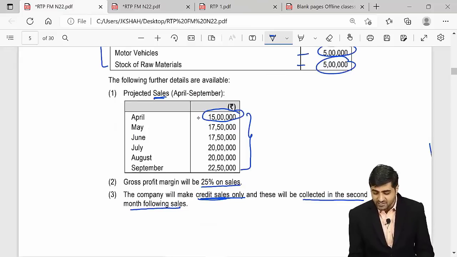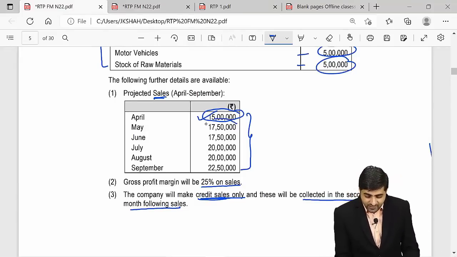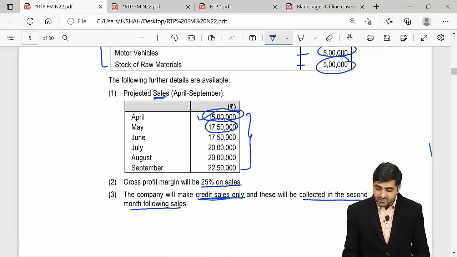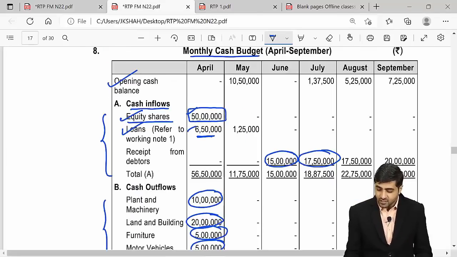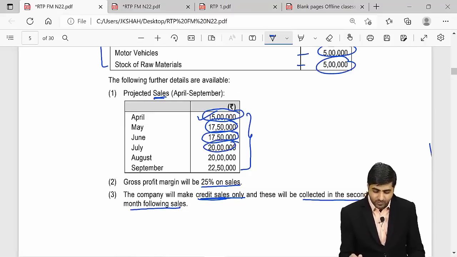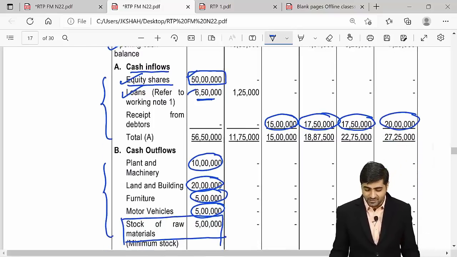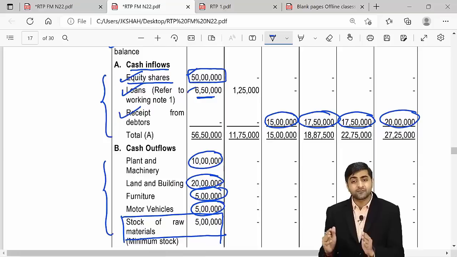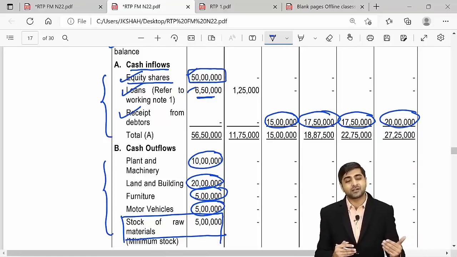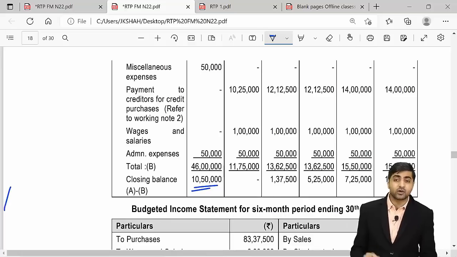So it is given to you specifically that it's a 2-month credit cycle. So whatever is your credit sales for the month of April, that will be collected in the month of June. Similarly, this is 17,50,000 and this will be collected in the month of July. Similarly, this is also 17,50,000 which will be collected in the month of August. And also this is nothing but 20 lakh rupees which will be collected in your September month. So the cycle is for the period of 2 months. So that's how you calculate your receipt from debtors. Now there is no working note which is required for the same, because this can be directly interpreted for the period of 2 months.